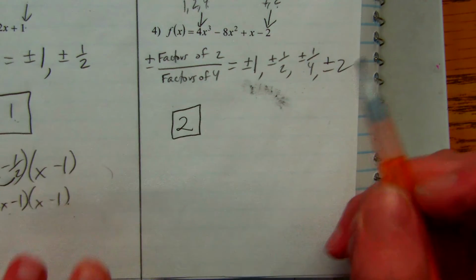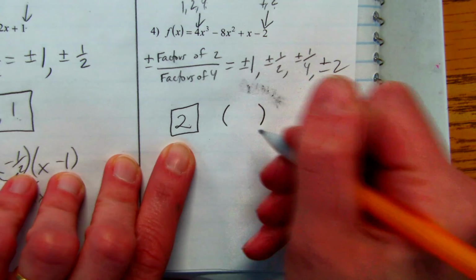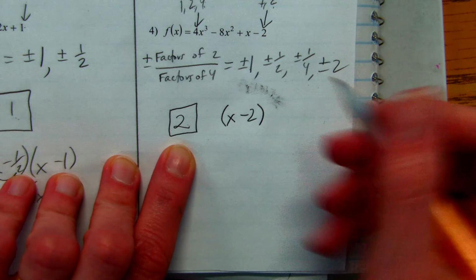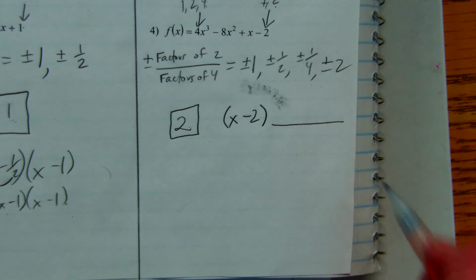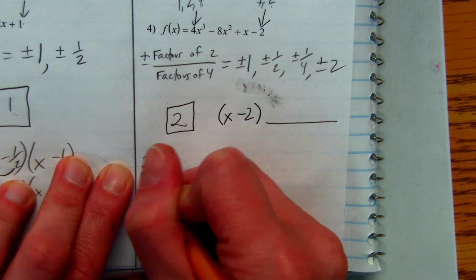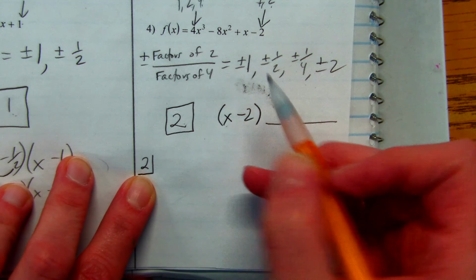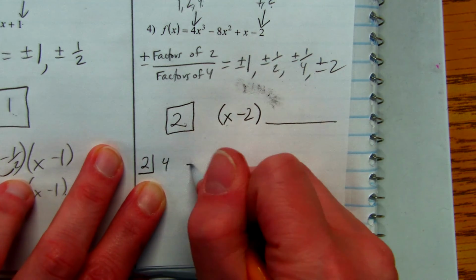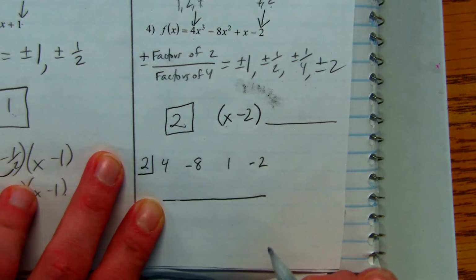But guess what? We're not done. So if it's 2, when I go to put it in parentheses, it's x minus 2. I'm glad you guys are getting something out of this. And then we want to figure out what the other part is so that we can find the imaginary roots. So to do that, we're going to put 2 in the little box and do synthetic division so that we can figure out what's left over when we divide this out of this polynomial up here. So we'll take the coefficients 4, -8, 1, -2, and see what we get.